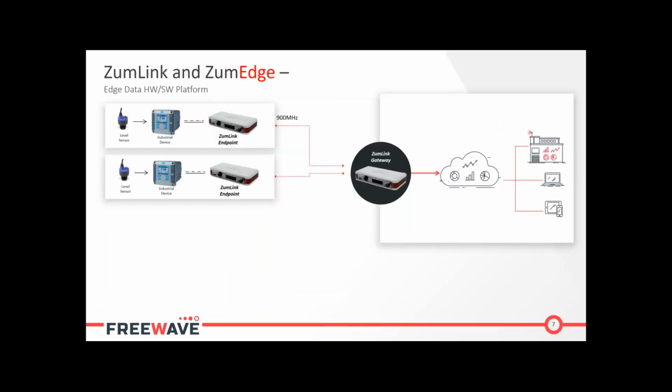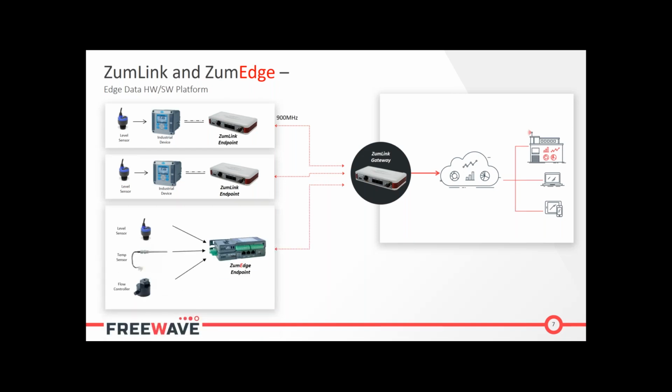So what does that look like in a bit more detail? Here in this graphic, we've got our existing Zum Link radio network, 900 megahertz, long-range connectivity, connection to industrial devices and various enterprise systems. With Zum Edge, we are adding the ability to connect directly to sensors and controllers without needing that intermediary industrial device or SCADA device.